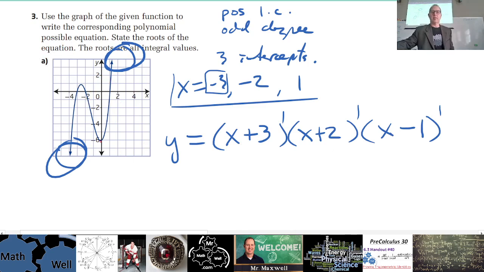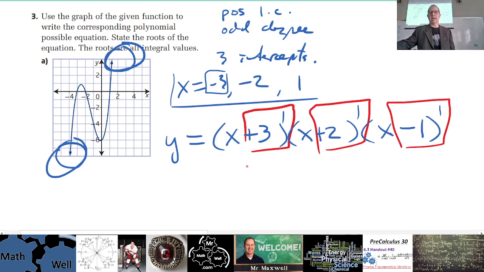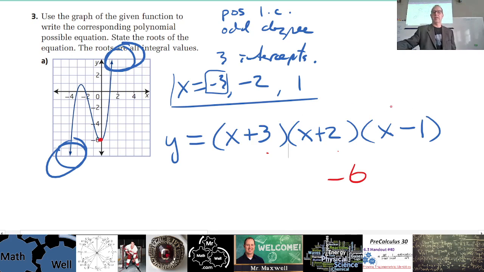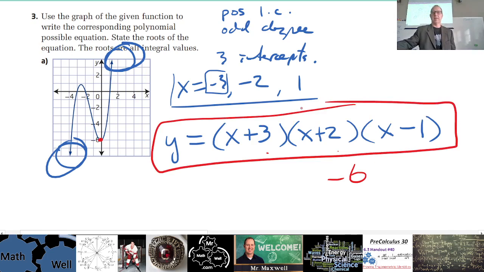And my y-intercept is -6. So let's see, 3 to the 1 times 2 to the 1 times -1 to the 1. What is that? 3 times 2 times -1 is -6. That indeed is my y-intercept. So this all lines up for 3a. Here's your answer right here. That's a possible equation for this graph. Okay, again, I said you don't have to identify the a value. The a could be 1. The a could be something different. But it looks like because this lines up just from multiplying these numbers, the a would be 1. All right?